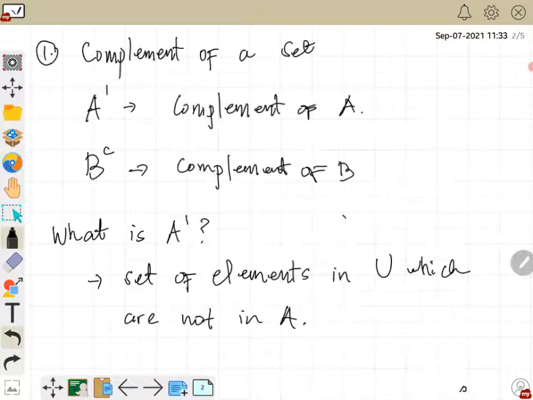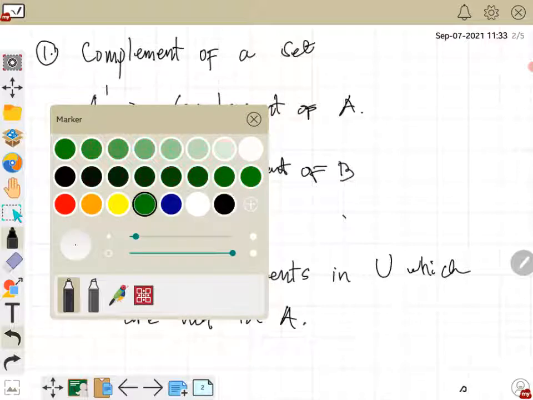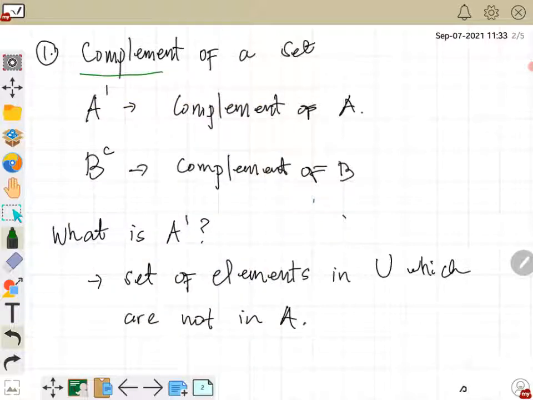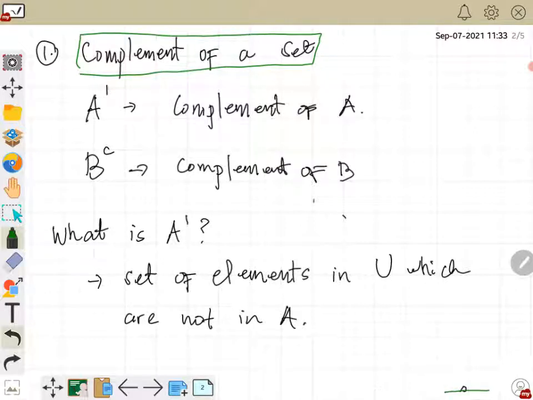So the first operation that we are going to learn is all about the complement of a set. The symbol for the complement of a set is a dash, or simply the letter C on top as a superscript or an exponent. They mean the same thing. When you say A with a dash, we say that's complement of A. When you say B raised to C, we say it's complement of B.